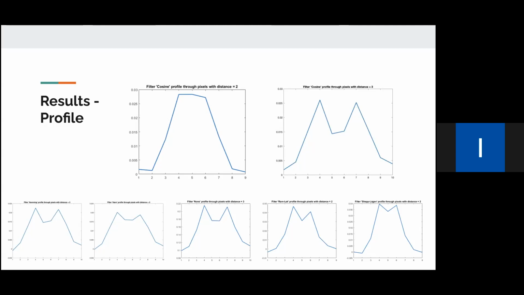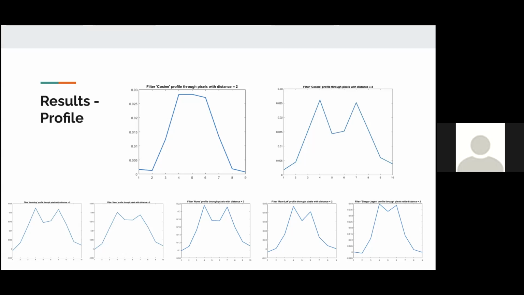The 2 larger images are representative of the difference between 2 distances, where we define distance as the number of pixels in between the pulses that use the same filter. In this case, it was the cosine filter. At a distance of 2, we could see that the impulses are indistinguishable from each other, while at a distance of 3, we can clearly see the 2 peaks from the impulses. This is the idea which is the focus of this project.